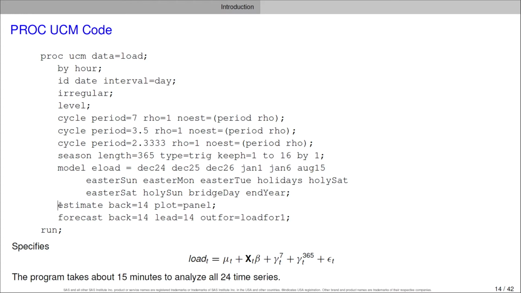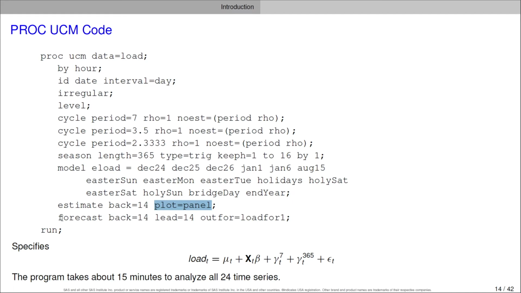Now the estimate statement controls the parameter estimation aspects of the problem. So the back equals 14 option in this statement says that the last 14 observations in the data not be used during parameter estimation. And the plot equals panel option says to produce a panel of residual diagnostic plots.